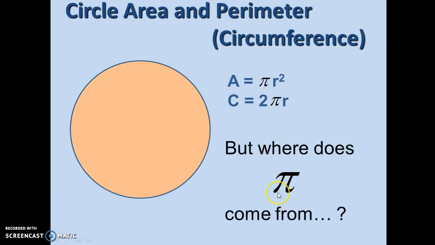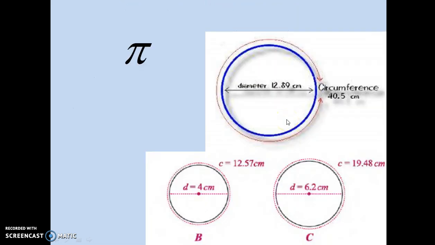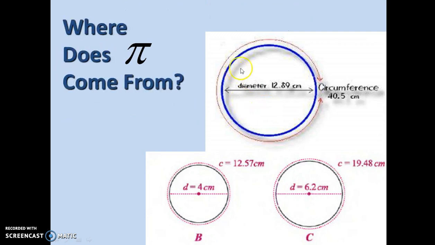But where does pi come from? Where does this number that we know is 3.14, where does it come from? Why do we have it in these formulas? Let's take a look. Pi comes from the idea of taking a circle, measuring its circumference, and here the circumference or perimeter is 40.5, and dividing it by the diameter. And here the diameter is 12.89.